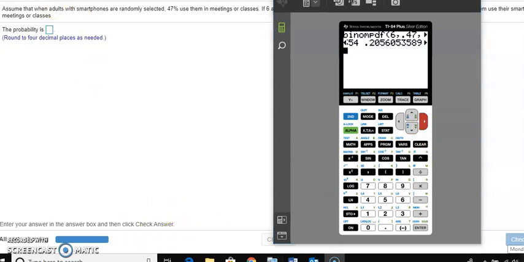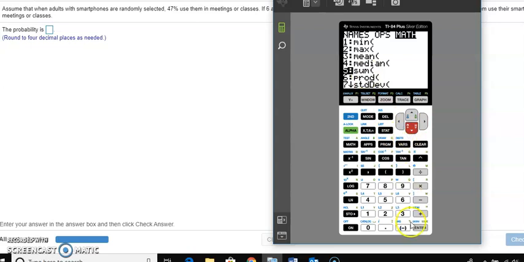The way you find your sum key to add up all those probabilities, you go under second, stat, and then you want to arrow over to math. And there's your sum key, it's number 5. Okay, so what this is doing is adding up. And now I want to add up these last answers.